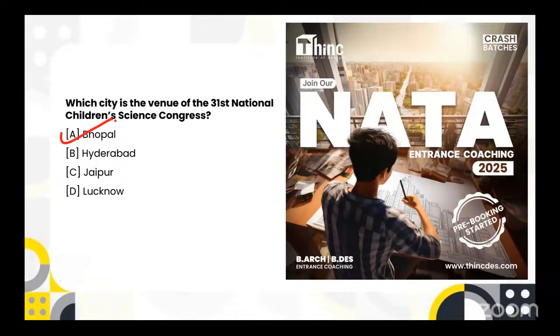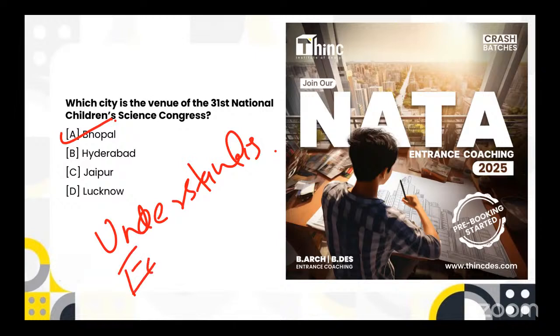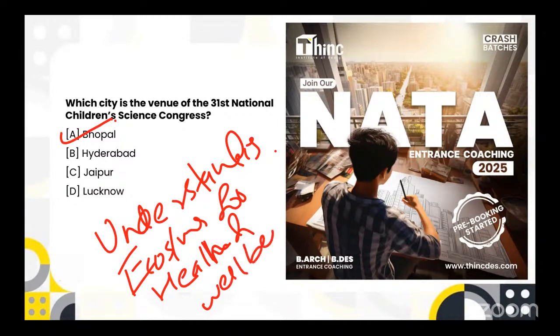Okay, so many scientists will be coming. Scientists, teachers, mentors, students, everyone will be coming, even from outside India, Gulf countries also. So every year they have a theme for this science congress, whether it be the normal science congress or children's science congress. So this year's theme is understanding ecosystems for health and well-being. Okay, so that is the theme of this year's 31st National Children's Science Congress.